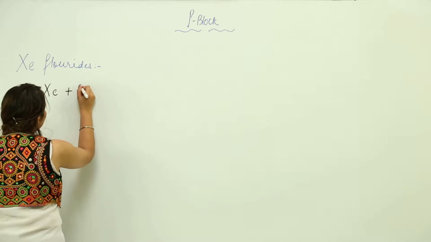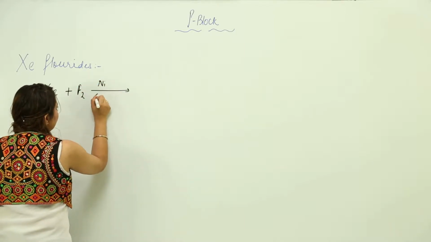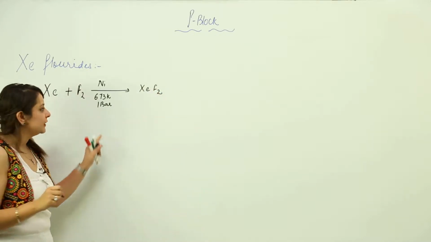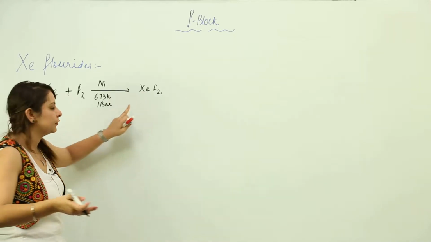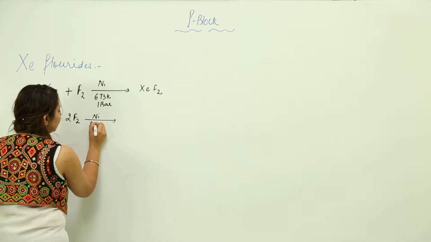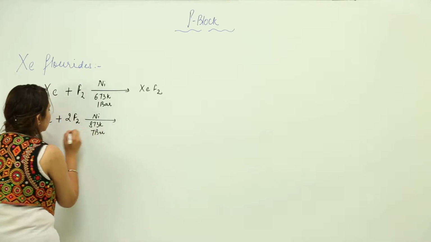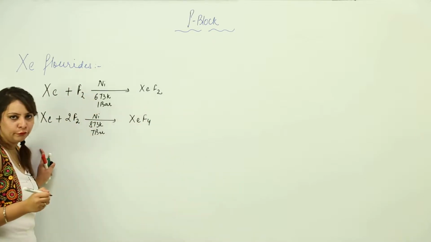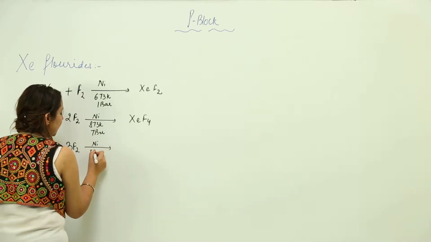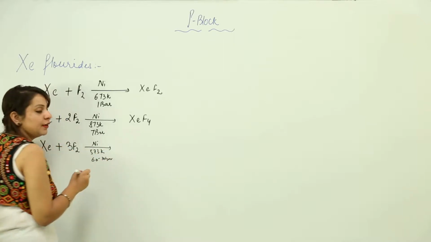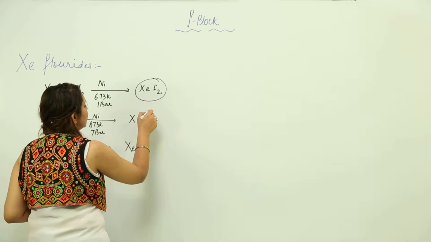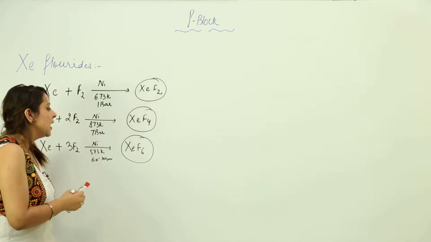Xenon reacts with fluorine in the presence of nickel, at approximately 673 Kelvin and 1 bar pressure, and it forms XeF2. Its fluoride formation is not limited to this, and it forms further fluorides also. If we react Xe with 2F2, again in presence of nickel, but with higher temperature and higher pressure, it forms the fluoride XeF4. Likewise, if we react Xe plus 3F2, again with nickel, at 573 K but very high pressure, 60 to 70 bar, it will form XeF6. So these are the common fluorides which xenon forms: XeF2, XeF4 and XeF6.